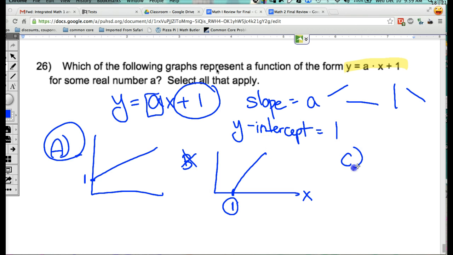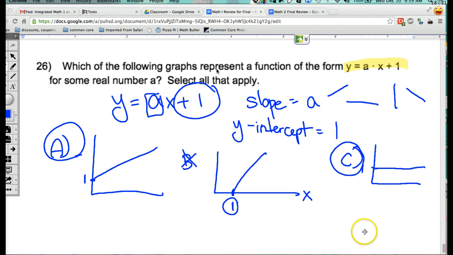You might also have option C where you start off at 1, but it's just a straight line going that way. Well, is this the correct answer? Yes, because your slope can be 0, because a means it could be any number. So yes, C would be correct.